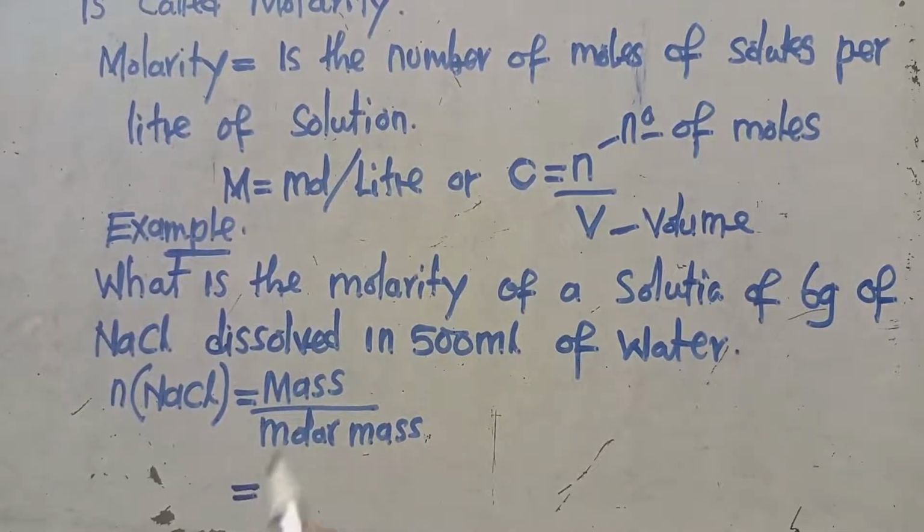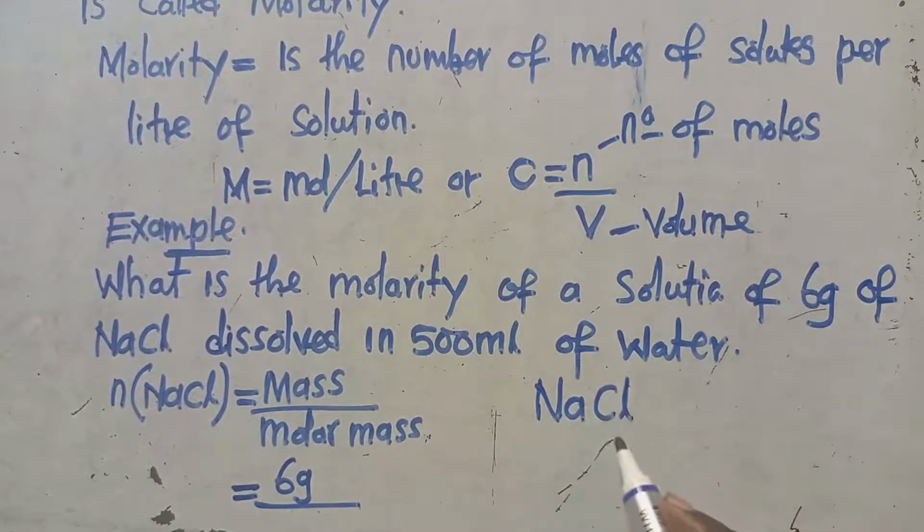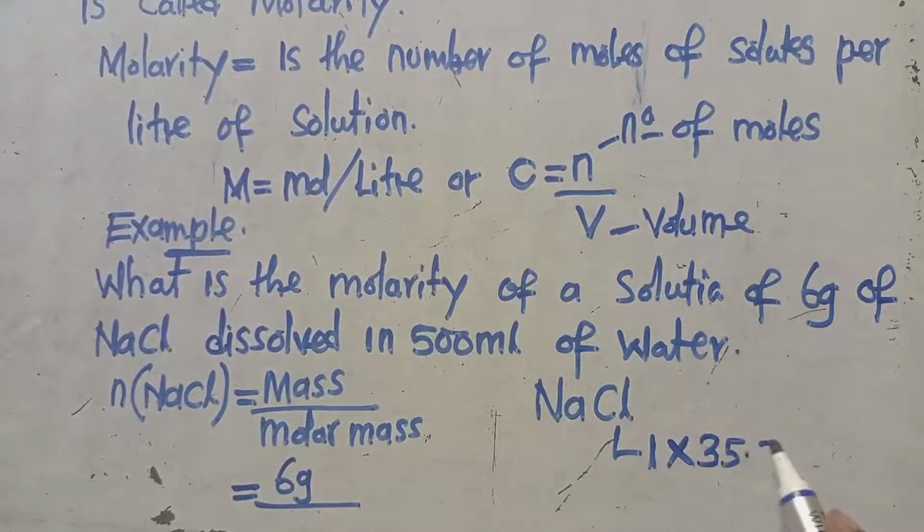Mass is 6 grams over the molar mass of sodium chloride. I guess we all know how to calculate the molar mass, but let me explain, because some people are just joining in. This is chlorine. What is the mass number? 35.5. Maybe you are wondering where the 1 is coming from. The 1 tells you the number of atoms of chlorine that are there.